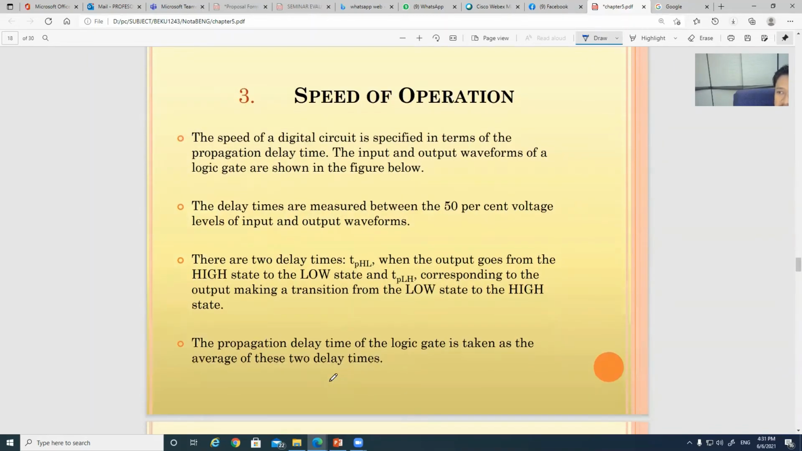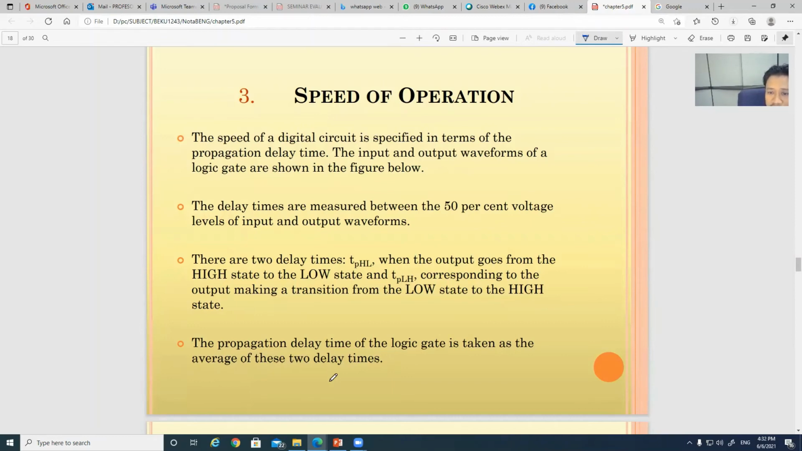Next characteristic is the speed of operation. The speed of operation of a digital circuit is specified in terms of the propagation delay time. The input and output waveforms of the logic gate are shown in the figure here. The delay times are measured between the 50% voltage levels of the input and output waveforms. I will show it to you.